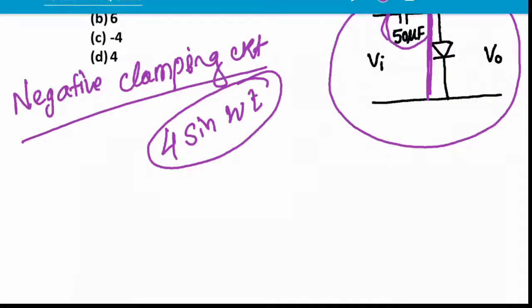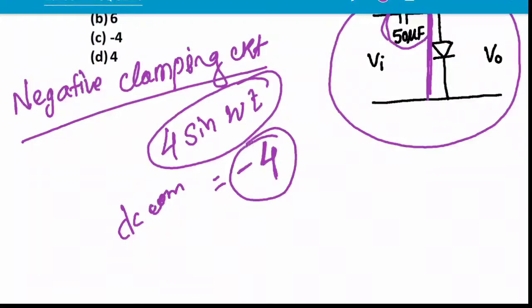In case of a negative clamping circuit, the DC component will be added same as that of the amplitude, that is equal to -4. Why is this -4? Because this is a negative clamping circuit. I am not explaining more things about clamping circuits here.